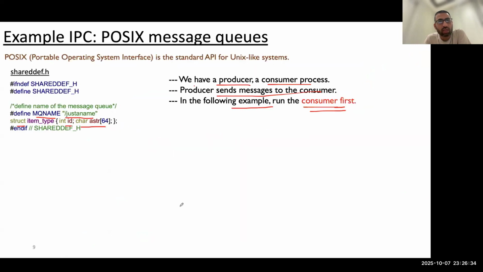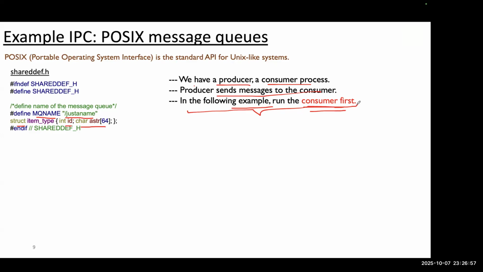Okay, if no questions now, can anybody tell me why I said that in the following example, run the consumer first? Anybody who wants to respond? Okay, go ahead. Can you repeat the question? So here I said at the start of the example that when you want to run this example on your computer, first run the consumer process, right? Not the producer process. Why?